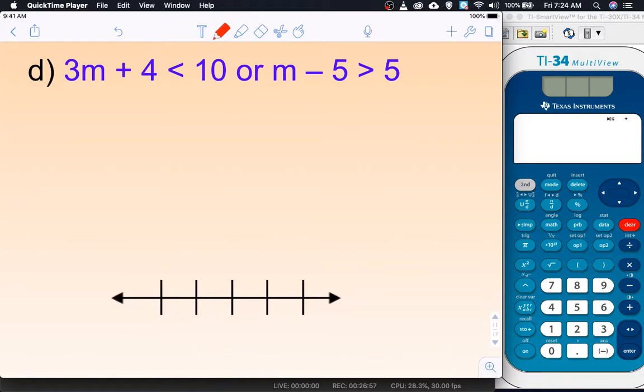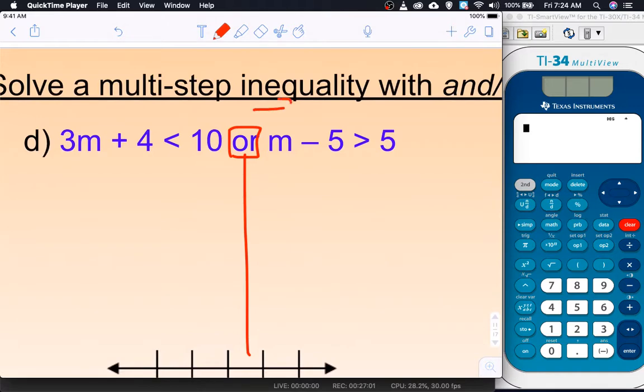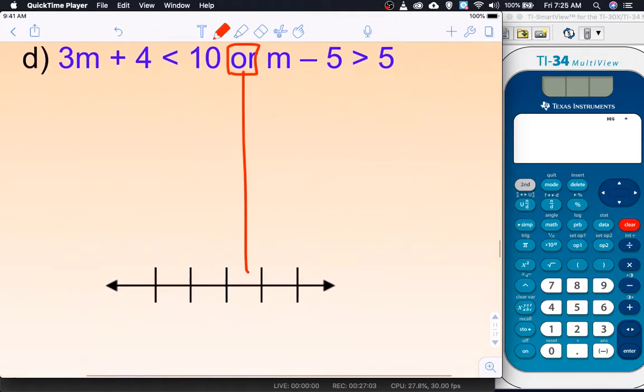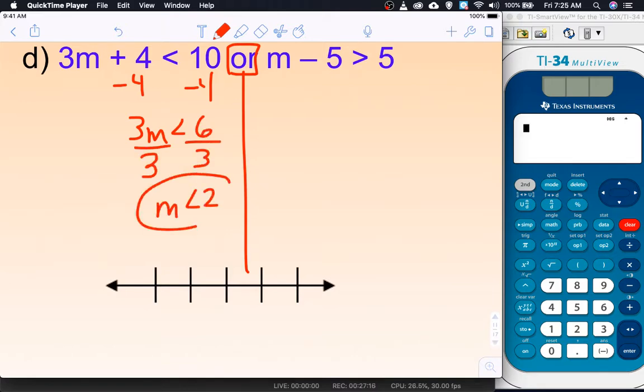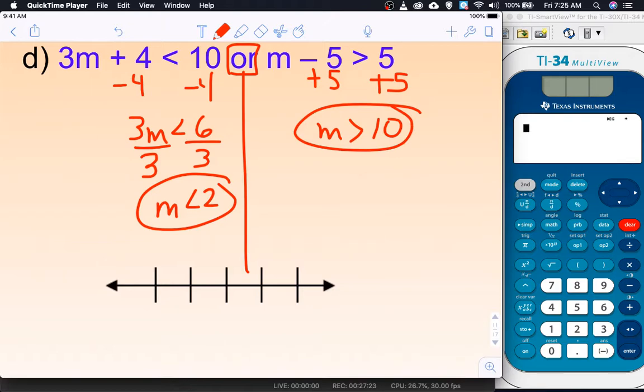All right, so this is an or inequality, so we'll probably be shading on the outside. I'm going to solve the left one first. Minus 4, 3m is less than 6, divide by 3, m is less than 2. Plus 5, m is greater than 10. So that's the solving phase.